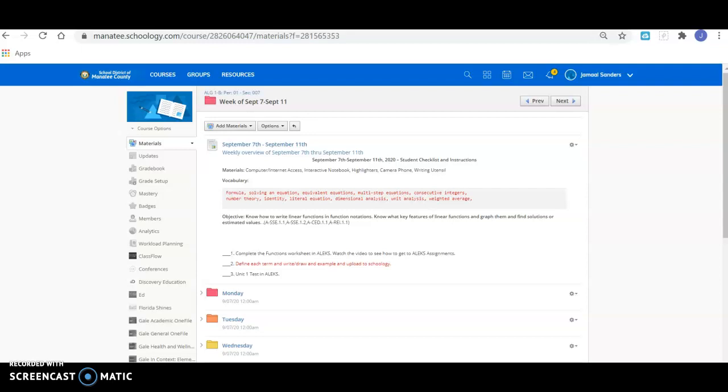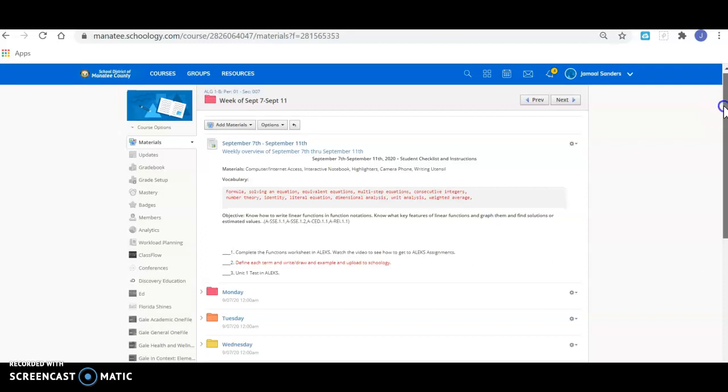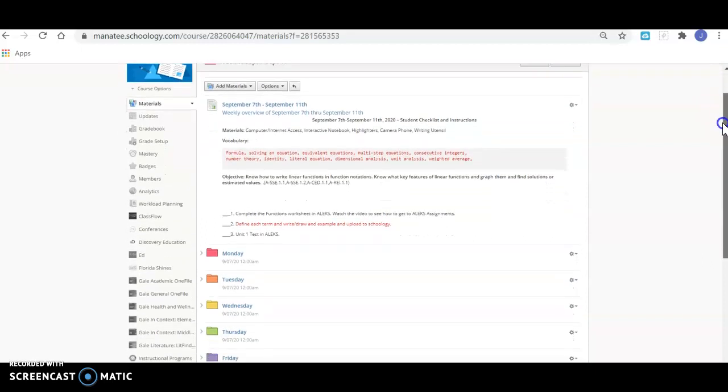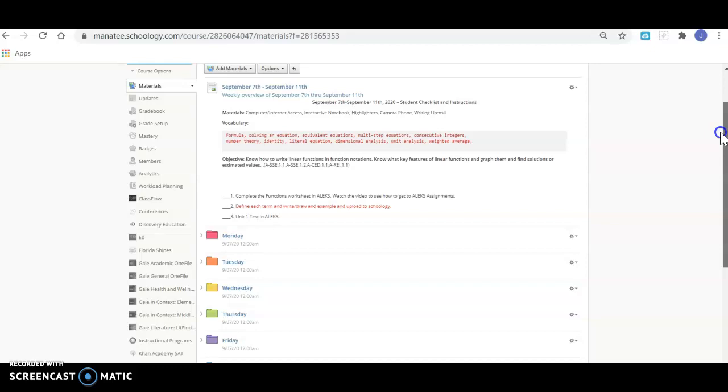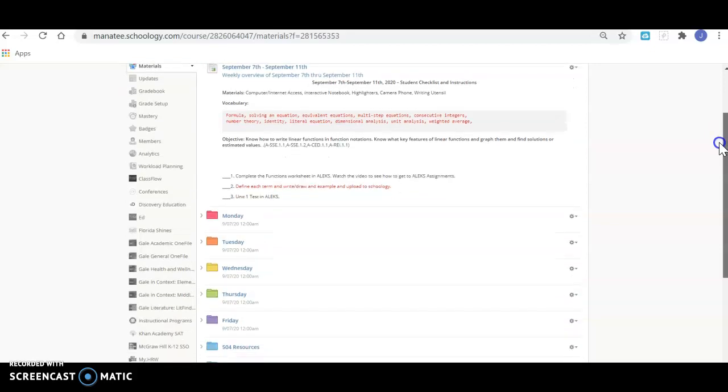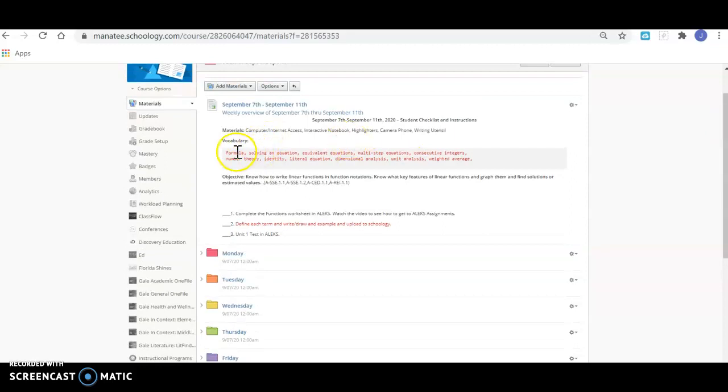Okay, I want to go over your weekly overview with you. This is the week of September 7th through 11th. We had no school on Monday the 7th, so this is what we have this week from the 8th through the 11th. So we have our normal vocabulary.